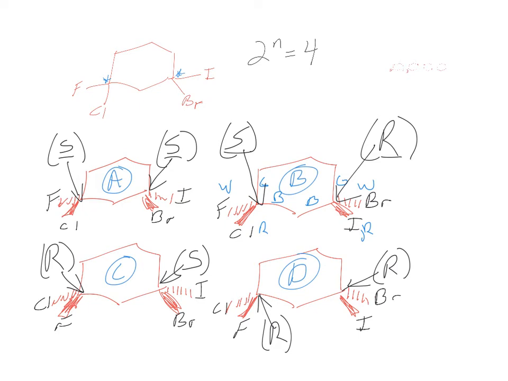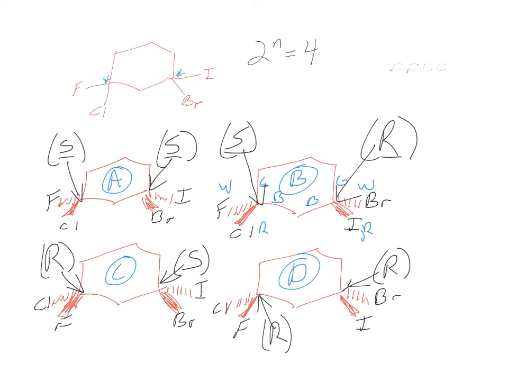So what is the relationship between A and D? What are A and D to each other? They're enantiomers. How do you know they're enantiomers? So A and D, everything's opposite. This is SS. Its enantiomer would be RR. So A and D, they're enantiomers to each other. Everything's opposite.